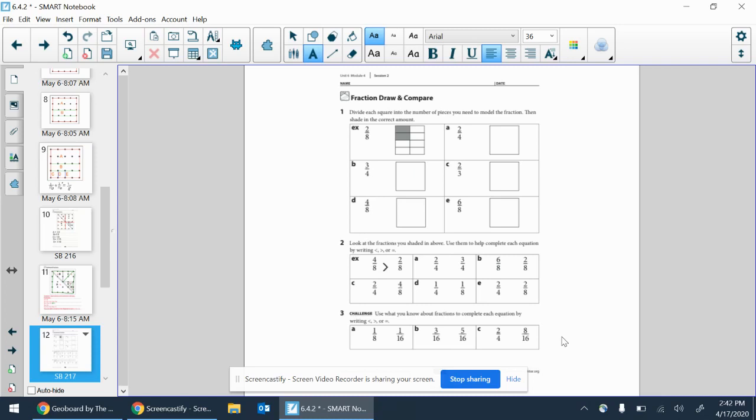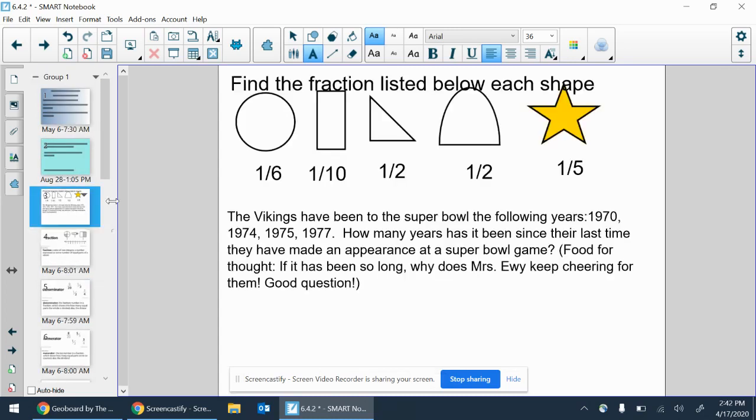So last piece is we need to go back to our workup problems at the beginning here. Okay, so we have to find the fraction listed below. So if it's 1/6, I'm not a huge fan of circles when we have to try to figure out fractions, but they gave us a circle. So I'm thinking that I'm going to cut it in half because that gives me 2 pieces, okay?